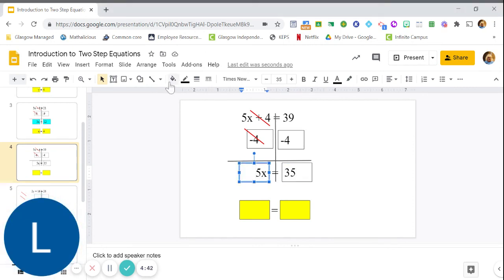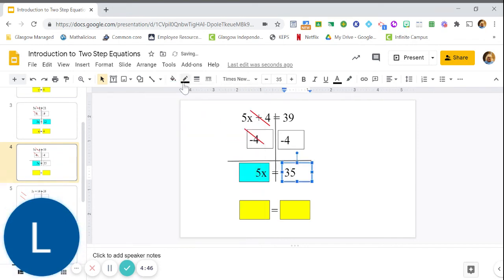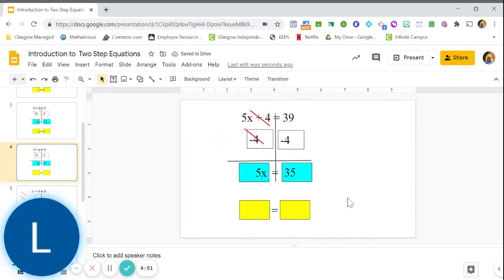Now, we have a new equation. We're going to highlight this in the blue again. This is the second step. That's why it's called a two-step. We've done one step. Now we're ready to do the second step.